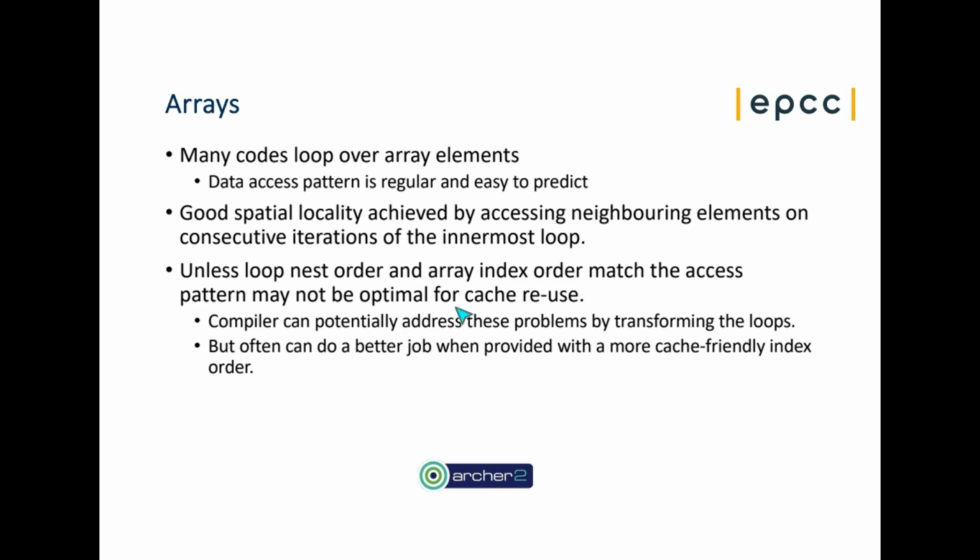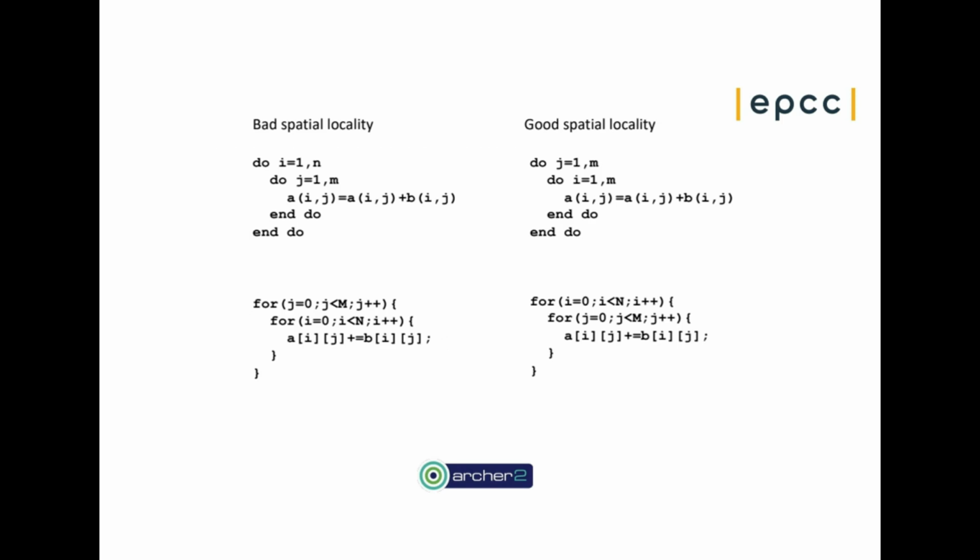Unless our loop nest order and array index order match up correctly, we might not get very good cache behavior. In simple cases, the compiler may be able to fix that for you by transforming the loops. But in anything other than the simplest cases, it won't. So it is usually incumbent upon us as programmers to get this right.